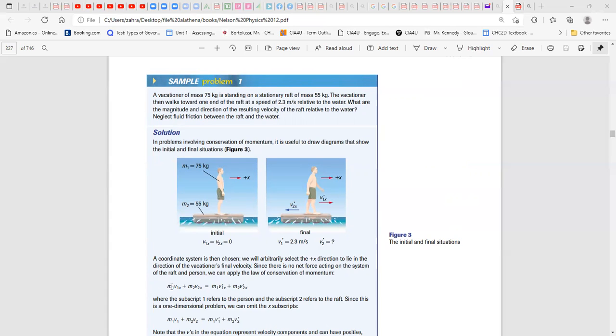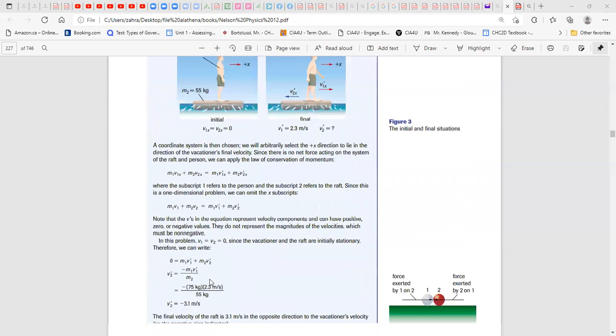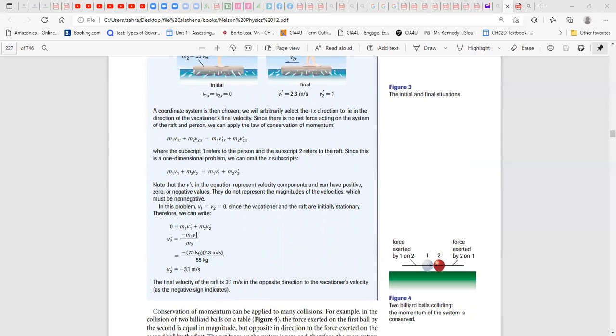Knowing that before, both the person's and the raft's velocity is zero, these two terms are zero. After, the person is moving with 2.3, so v1 prime is 2.3. The mass of the person is 75 and the mass of the raft is 55. You just need to solve for v2 prime. You rearrange it, put in the numbers, and you get negative 3.1.